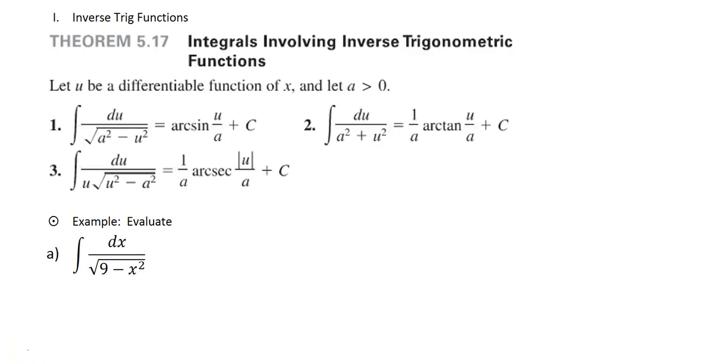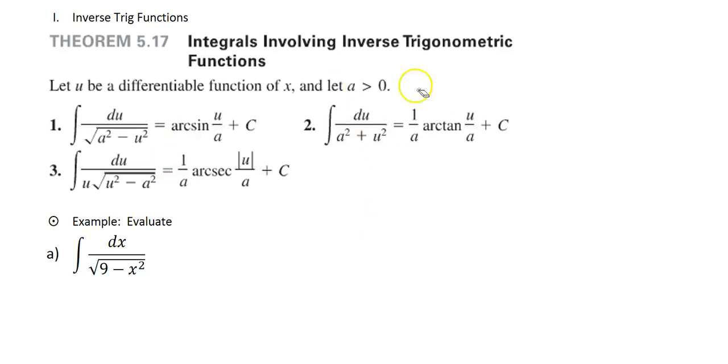This section will focus on the integrals that involve three of the inverse trigonometric functions: the integral of du over the square root of a squared minus u squared, which evaluates to the arc sine of u over a, the integral which evaluates to 1 over a times the arc secant of the absolute value of u over a, and the integral which evaluates to 1 over a times the arc tangent of u over a.